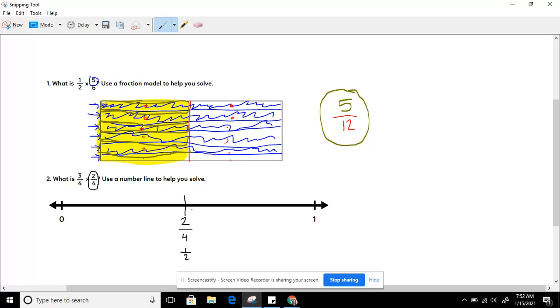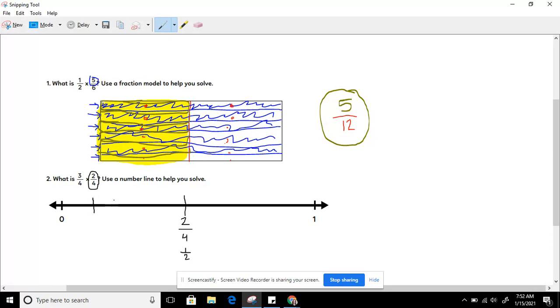Let's look at the first fraction. The first fraction is 3/4. We're going to start by looking at the denominator, 4. I know that the denominator tells me how many pieces total I need to break up my model into. So 4 pieces. So from 0 to my second fraction, which was 2/4, I'm going to break that section up into 4 pieces. So from 0 to 2/4, I need to break it up into 4 even pieces.